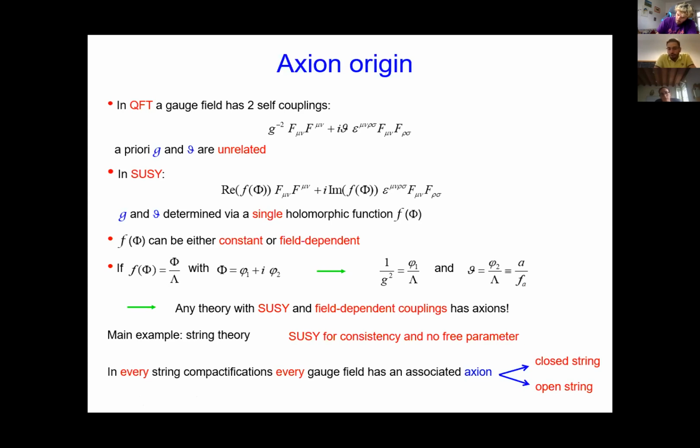The main example of a theory, which is also the best candidate we have for a consistent theory of quantum gravity, is string theory, which needs supersymmetry for consistency, and on top of that has got no free parameter, which means that all these couplings will indeed be field dependent. Hence, one finds that in every string compactification, every gauge field has an associated axion, which means that due to the fact that there are many gauge fields in string theory, one expects also a plethora of axions in the low energy four-dimensional theory, which can arise from either closed strings or open strings. Now, these axions always emerge in fields, roughly speaking, like this phi, which are complex. They have a real and an imaginary part, and these are called moduli. And actually, the phenomenological features of the axions, which could, for example, be the imaginary part, depend a lot on the dynamics of the real parts.